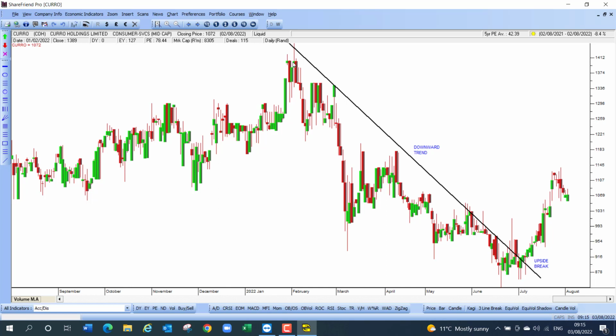And Curro fell, but nowadays it's on a much better PE of around 26.21, and you can see here it's broken up through this downward trend line. We think the share is reasonably valued at these levels, and it has significant blue sky potential. To us, it looks like it may be turning.